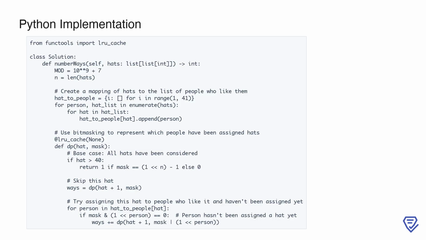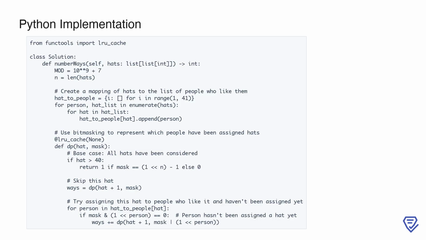Then, we calculate the number of people, n, from the input. Next, we prepare a mapping of hats to the people who like them. This is stored in a dictionary hat_to_people, where each key corresponds to a hat number between 1 and 40, and the value is a list of people who have that hat in their preferences. For each person and their list of liked hats, we populate this mapping to efficiently look up which people like a given hat.